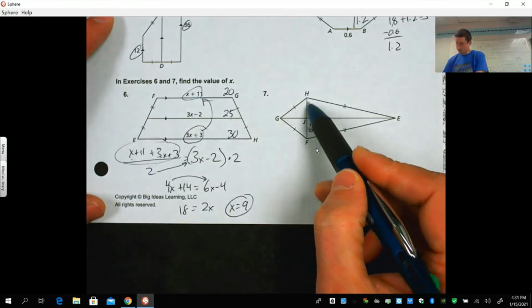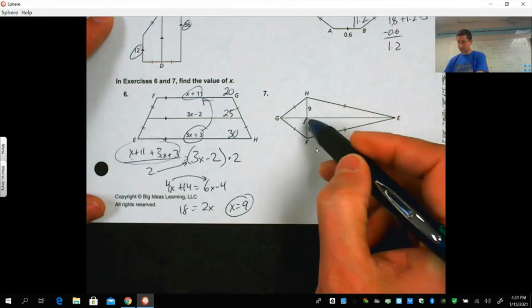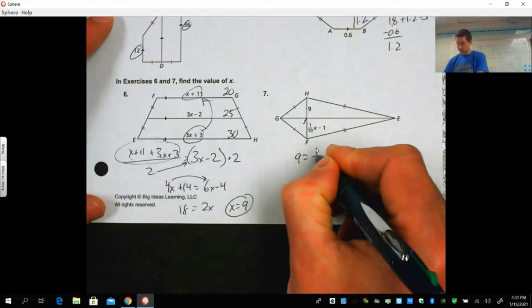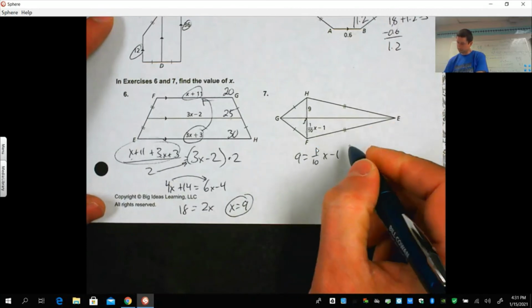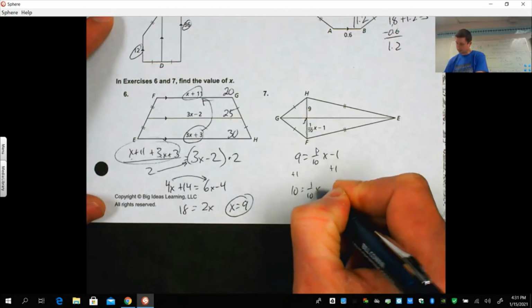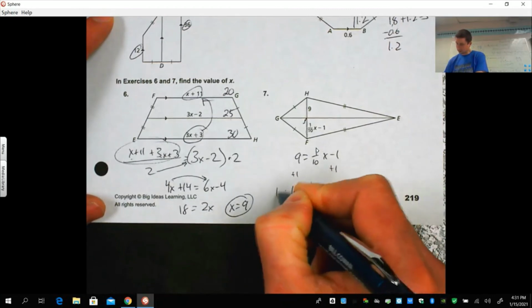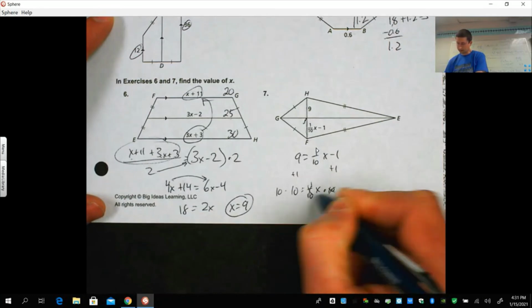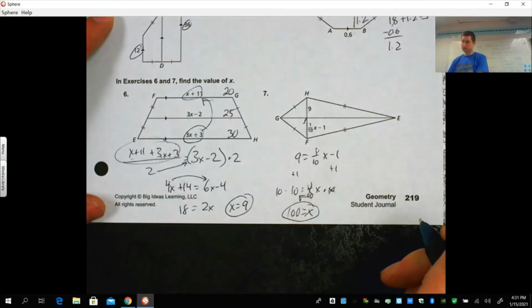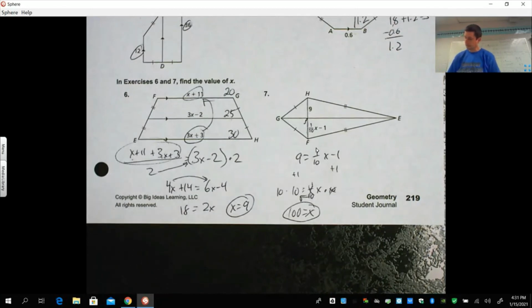Okay, finding the value of x, remember J is the midpoint of this cross piece. So 9 has to equal 1/10 x minus 1. So add the 1 over, 10 equals 1/10 x. Multiply both sides by 10. That basically cancels that side off. We're multiplying that 10 over. So x equals 100. You'd have that done like that.